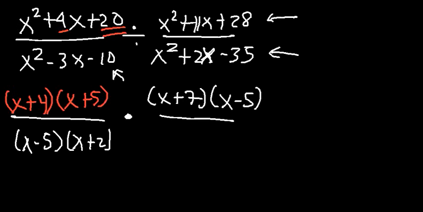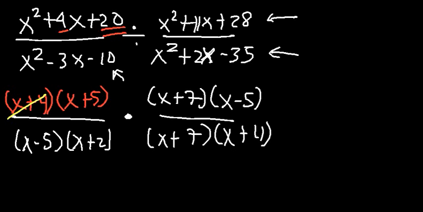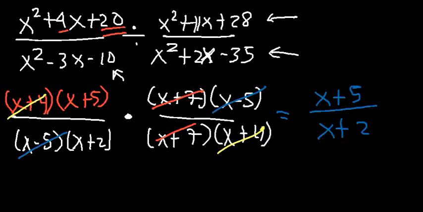Now we're going to factor this expression, but put it in the bottom. So two numbers that multiply to 28 but add to 11 is positive 7 and positive 4. So we have this term on top, this one on the bottom, so they cancel. These two cancel, and the x minus 5s, they cancel as well. So the final answer is x plus 5 divided by x plus 2.